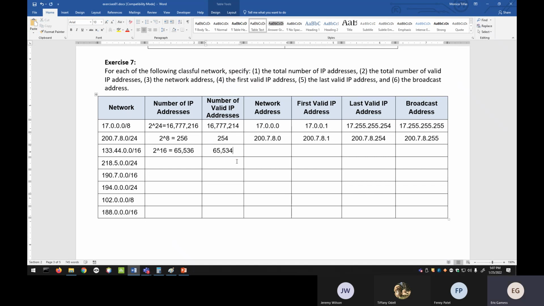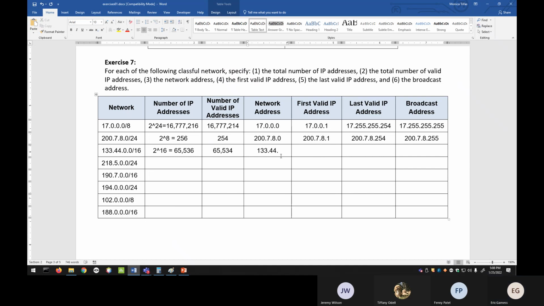Exactly. 65,534. So what will be the network address? The first 2 bytes, I cannot change them. All the IP addresses that belong to this network have to start with 133.44. So all the IP addresses that I write in this row have to start with 133.44. Now, the last 2 bytes are free for me to do whatever I want.